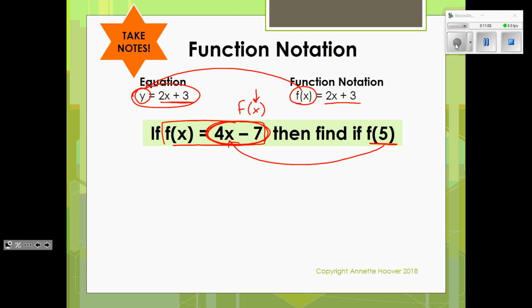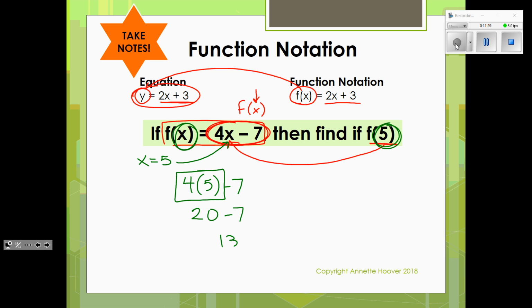But what they're saying is, let me do it in a different color, that x is equal to 5. That's what they're saying with that. So all you have to do is take that 5 and plug it in to this equation. So I have 4 times 5 minus 7. Of course, we do our multiplication first. So that would be 20 minus 7, which is 13.